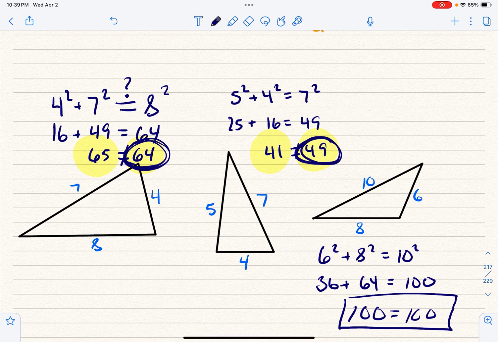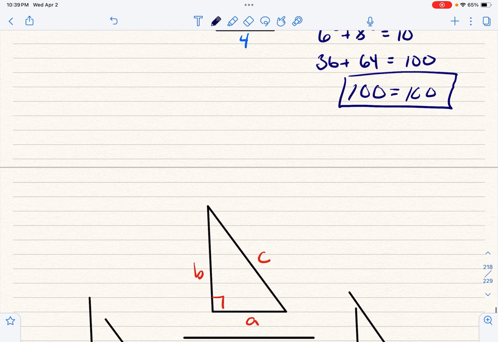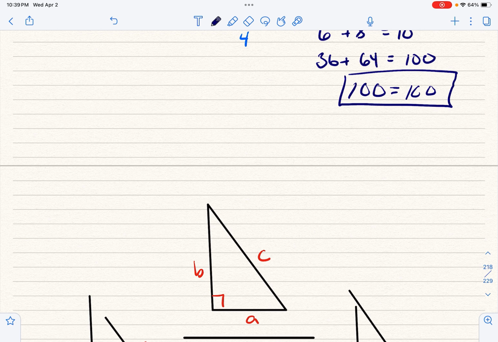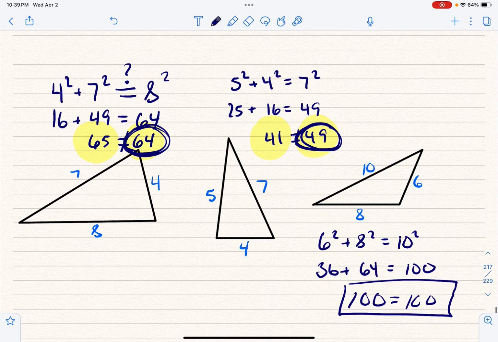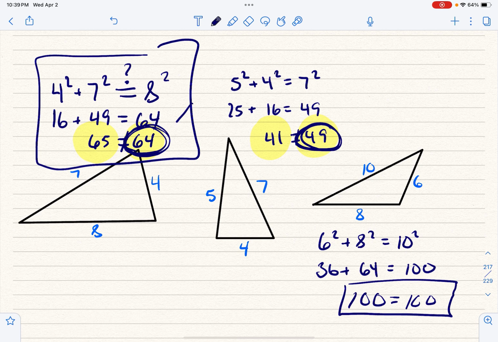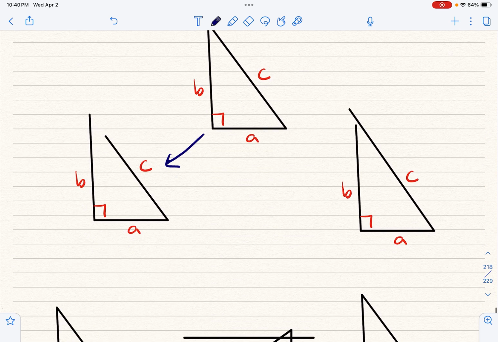And let's take a look. Here's my right triangle, and I've got A, B, and C, and it fits wonderfully. But what happens if I have this situation right here, and C is not long enough? That would be like this situation right here. The C value is not big enough.